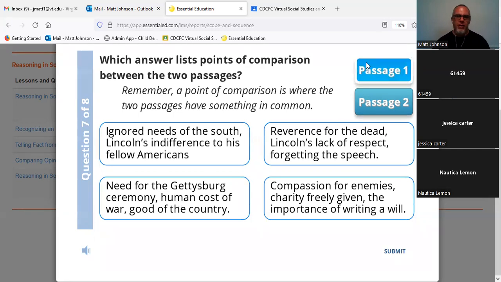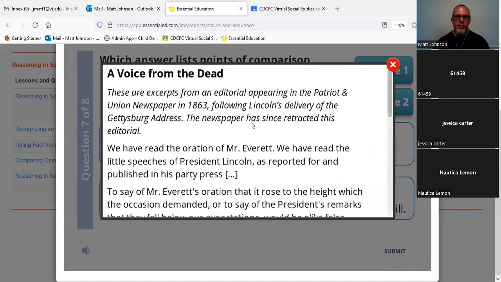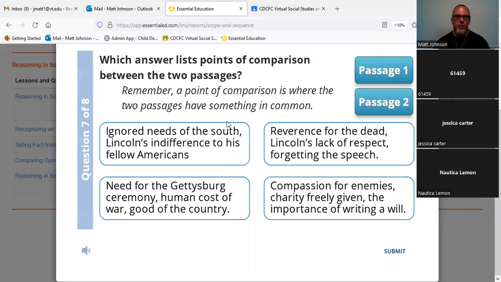And then here is comparing the two. So, A Voice from the Dead, right? So the editorial again. So points of comparison between these two: need for ceremony, human cost of war, and good of the country.